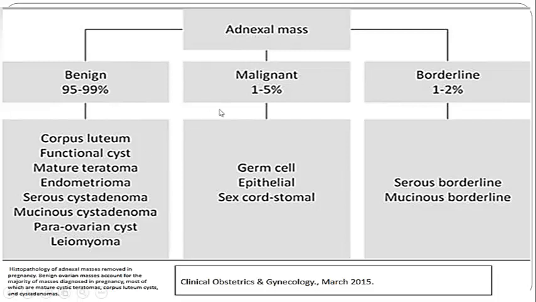But take care that 1 to 5% may be malignant. So malignancy also should be put into consideration in any adnexal mass with pregnancy. Maybe germ cell tumor, epithelial tumor, or sex cord stromal tumor, as we see in the case of lymphoma. And maybe primary or secondary. Borderline tumors are seen also in 1 to 2% of cases. It may be serous borderline tumor, as in our first case, or mucinous borderline tumor.